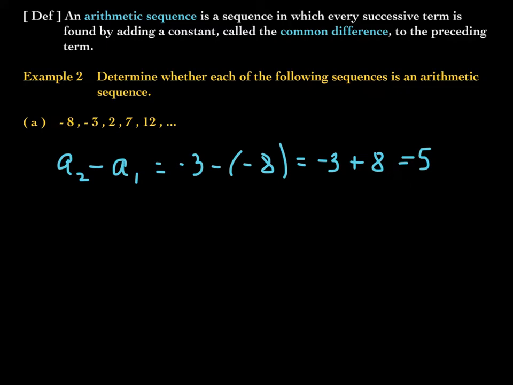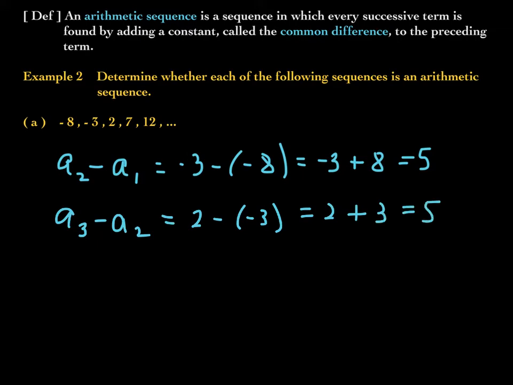Now, in order for this sequence to be arithmetic, the 5 must be the difference between every single pair of successive terms. So let's check the difference between the third term and the second term. Hopefully it's 5 as well. The third term is 2, and the second term is negative 3. This would be 2 plus 3, which is 5. The same difference. So far, so good. Let's check the difference between the fourth term and the third term. The fourth term is 7. The third term is 2, and this difference is 5.